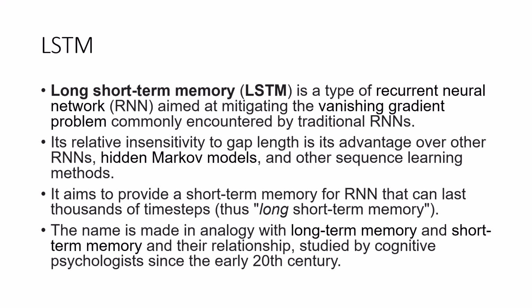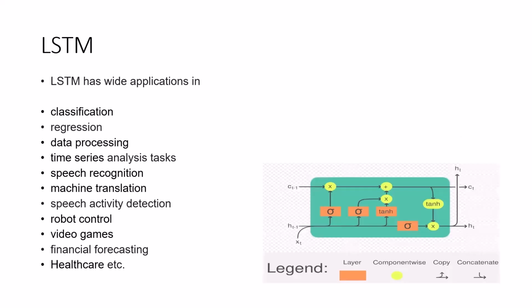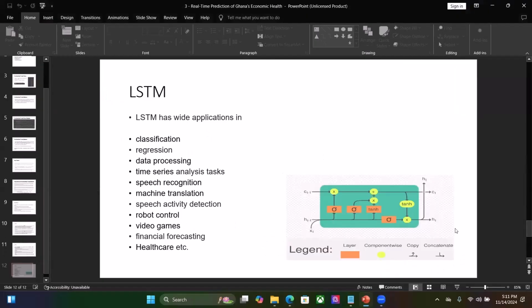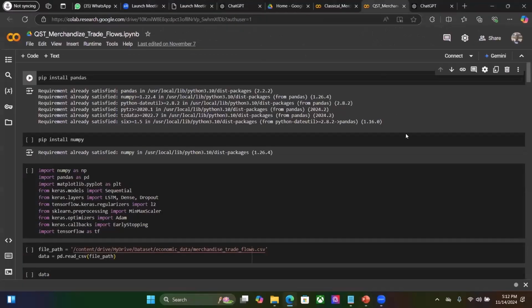So we talked about the LSTM, which is a kind of recurrent neural network. We talked about all of this last week. So we just go straight to our code and begin from where we ended last time. All right, I hope you can see the Google Colab.